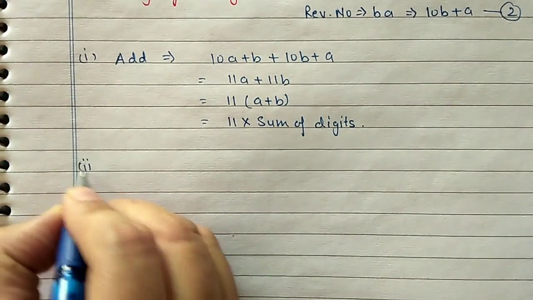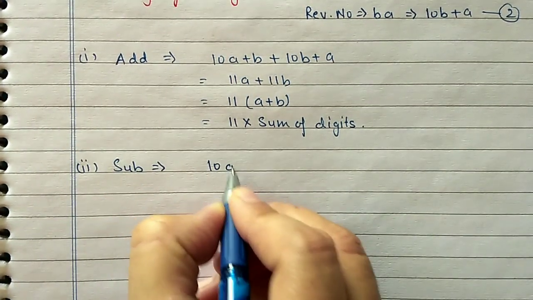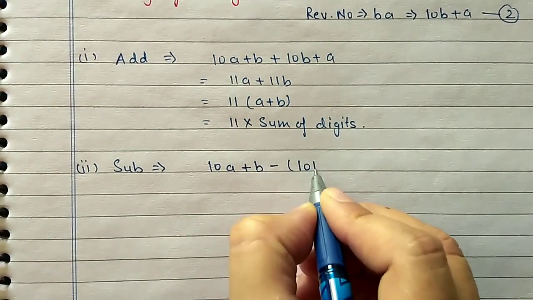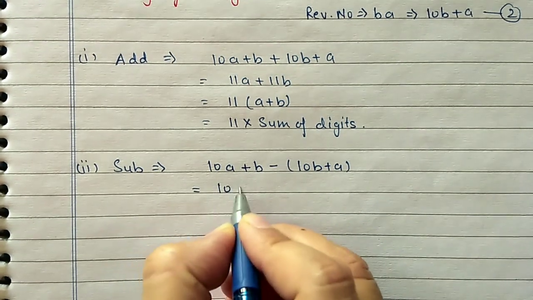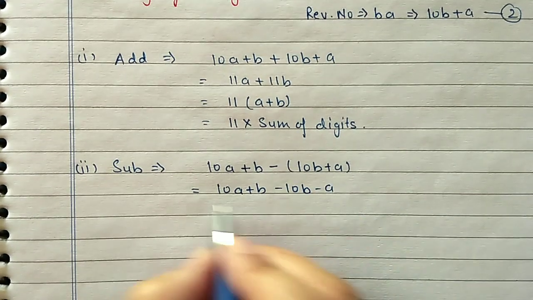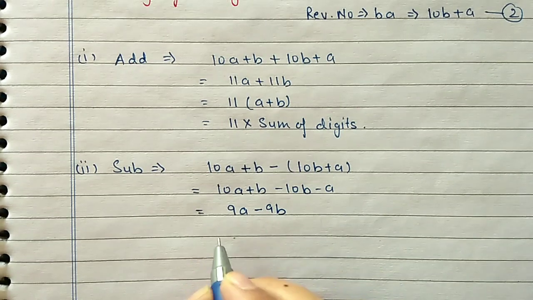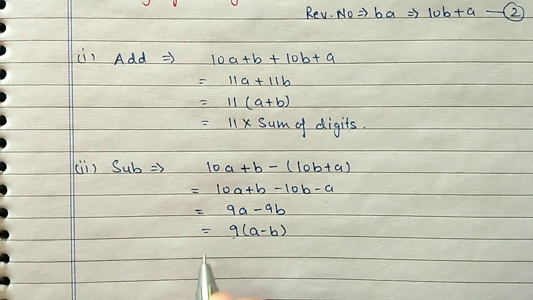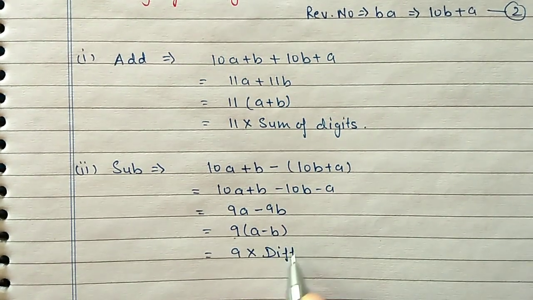Second, if we subtract these two numbers, what will we get? If we subtract 10A plus B minus 10B plus A, remove the bracket: 10A plus B minus 10B minus A. After subtraction we will get 9A minus 9B. We can take 9 out common and we get A minus B. So here we are getting 9 into the difference of the digits.